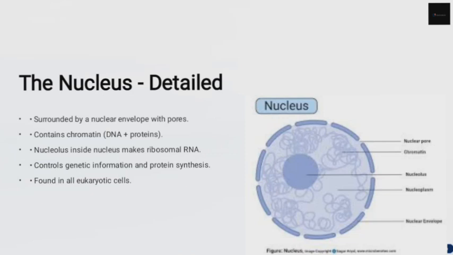Histone. Histone proteins. Histone is a type of protein, so you can call it a protein called histone. So DNA plus histone protein form a chromatin.